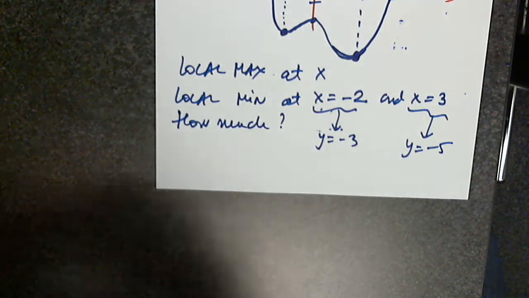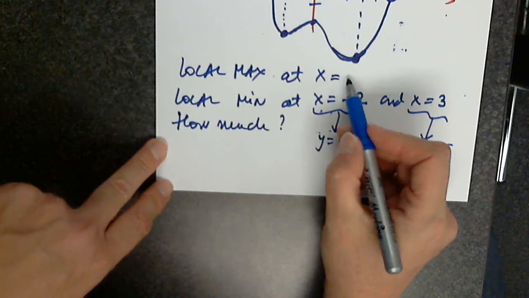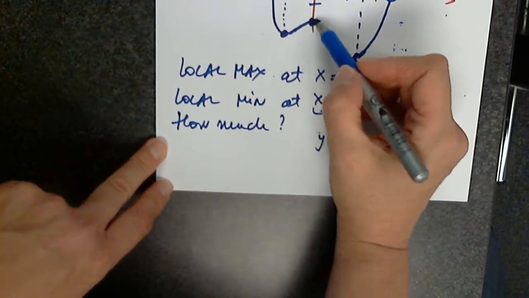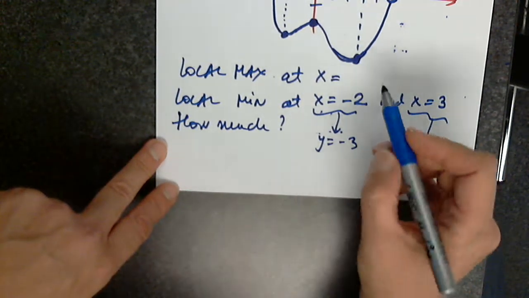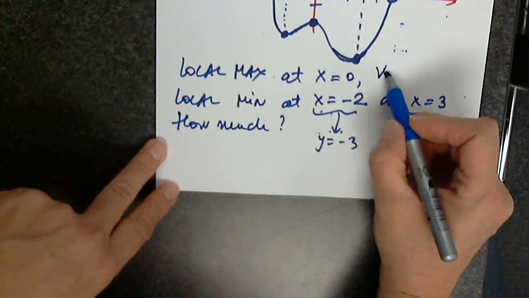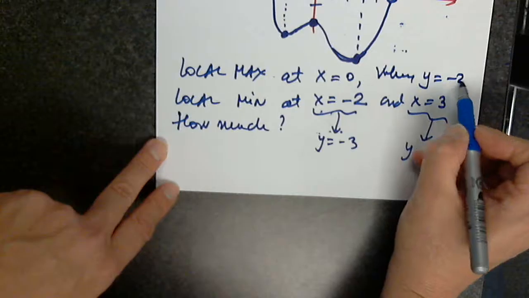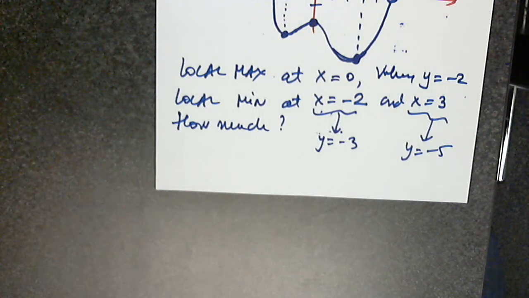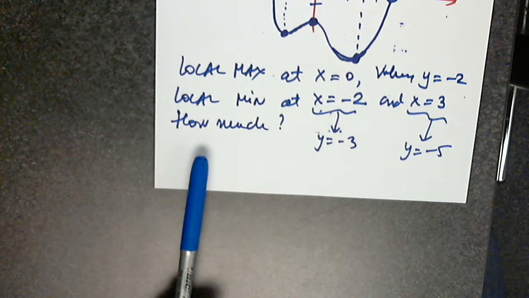Local max exists at x equals, it's right here, at x equals 0. How much? Yes, when y is negative 2. Yes, please. Yes, one second. Any questions on this?